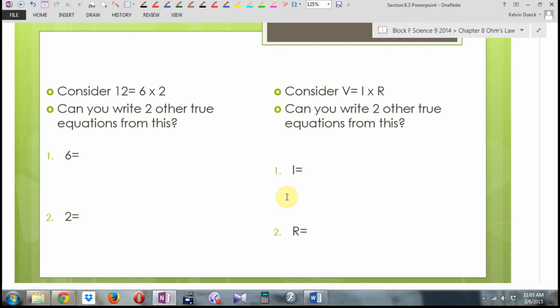I do have this in your notes. Can you write two other true equations from this? If 12 equals 6 times 2, can you write 6 as an equation from that? It's not meant to be tough. Don't overcomplicate it. How can I use a 12 and a 2 and get 6 as an answer? Okay, so another way to write this is, could you write 2 as an equation?